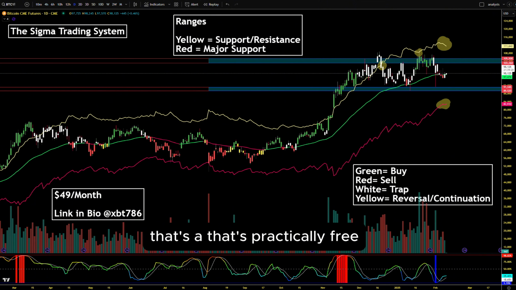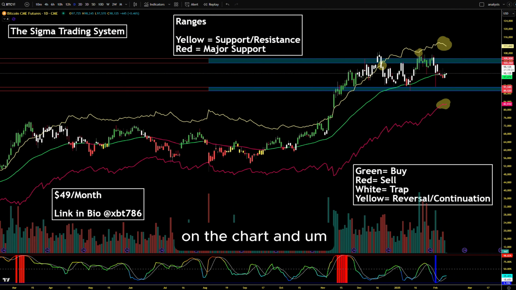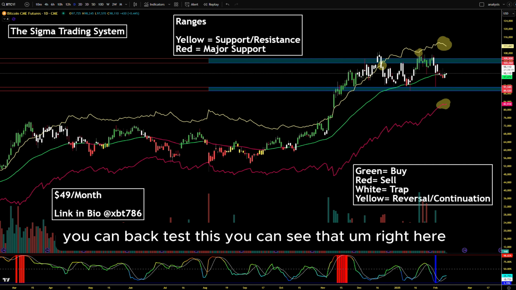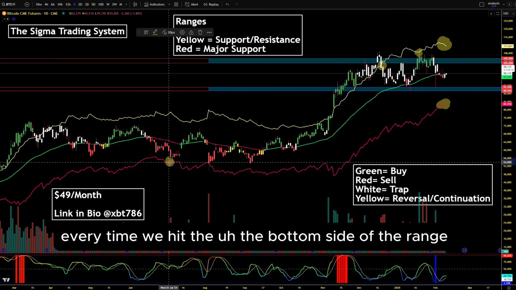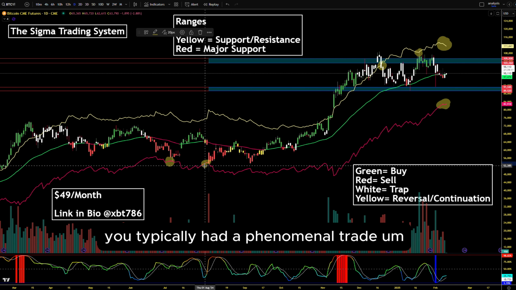That's practically free to be able to know what's going on the chart and what your probabilities are. You can backtest this. You can see right here, every time we hit the bottom side of the range, which is the major support, you typically had a phenomenal trade.